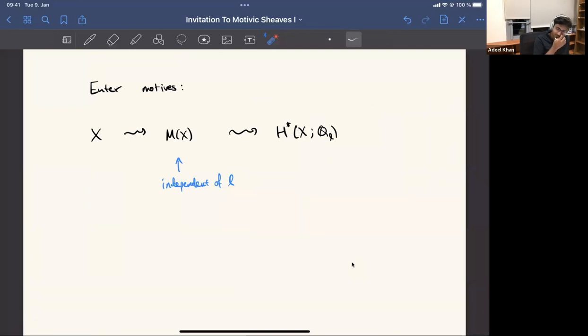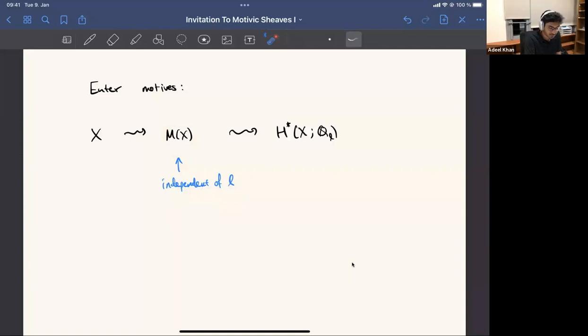But okay, what is a motive? At first pass, let's think of this as some intermediate object between X and the l-adic cohomology. And one feature of this is that it's independent of L. And as we might discuss a bit later as well, this also recovers Betti cohomology in case X is not defined over a finite field. If X is defined over C, then this motive should somehow contain the information of the Betti or the singular cohomology of the complex points.